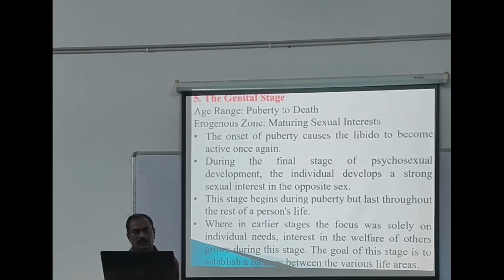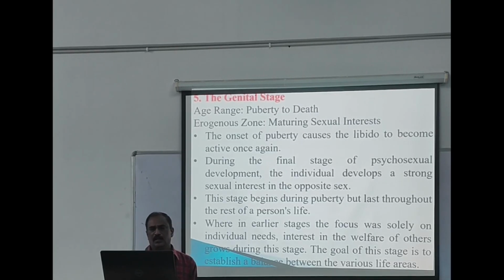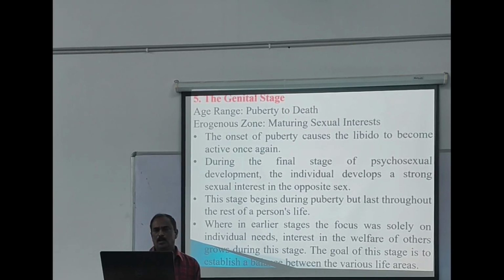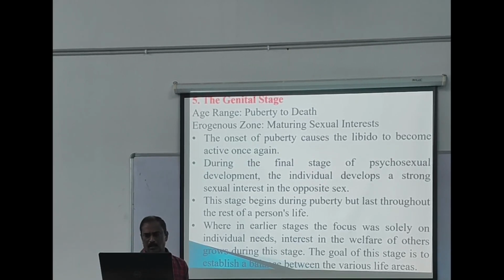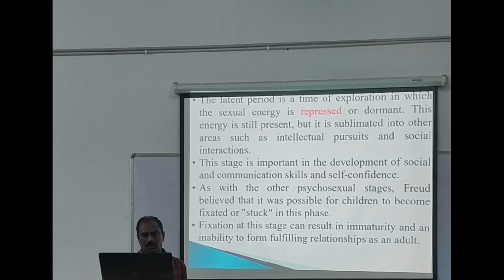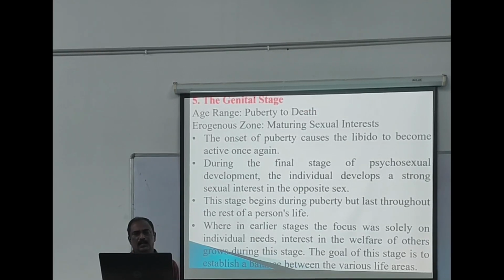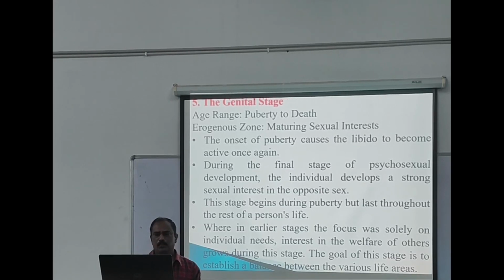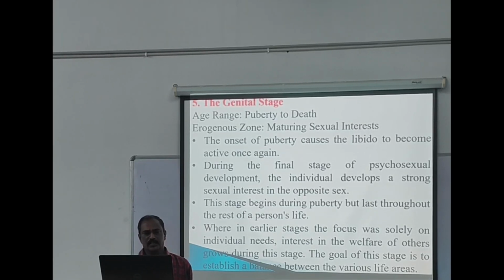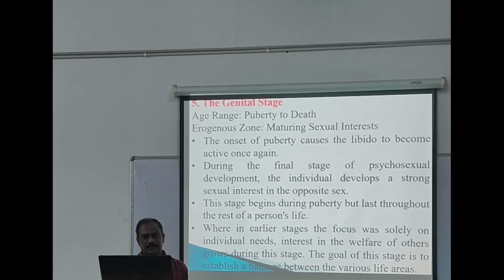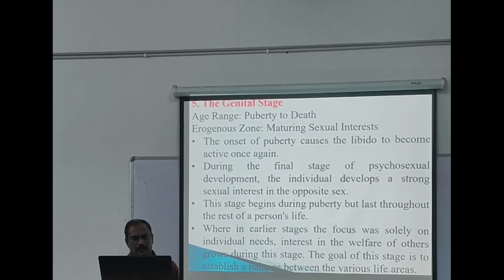So the erogenous zone is maturing sexual interest. The onset of puberty causes the libido to become active once again. In the previous stage it is inactive, repressed or dormant, but in this stage, libido becomes active once again. During the final stage of psychosexual development, the individual develops a strong sexual interest in the opposite sex. At this stage only, male loves female, female loves male.